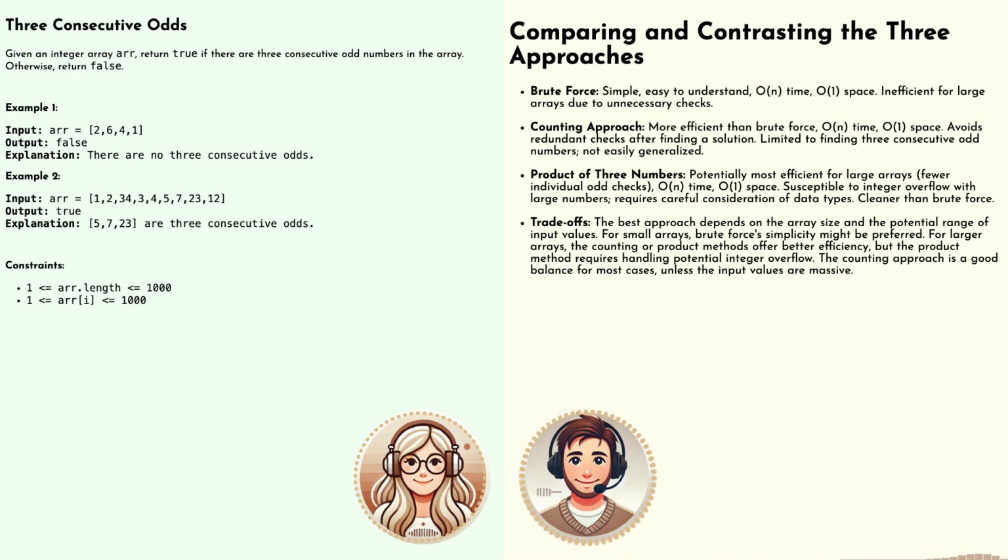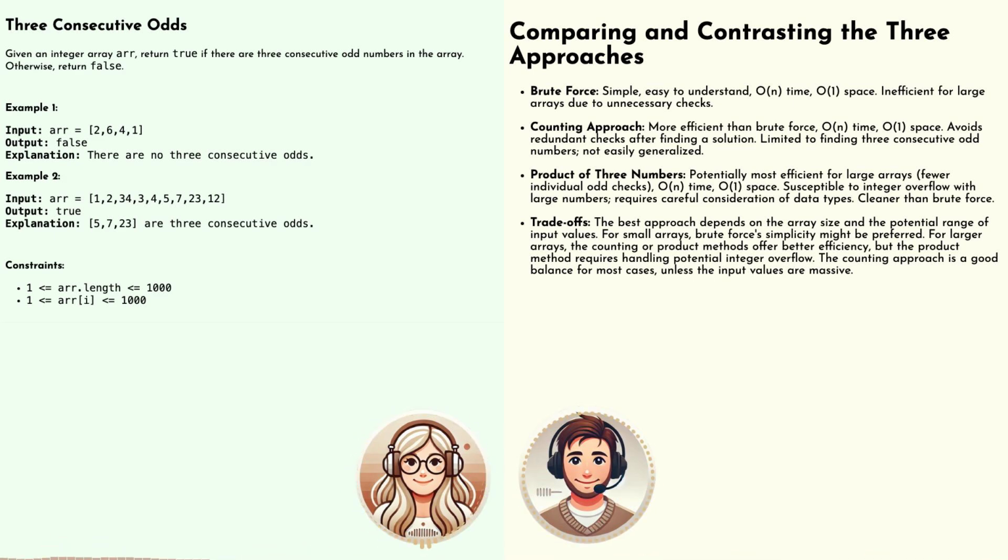So we've now explored three distinct approaches to finding those elusive three consecutive odd numbers in an array. We started with the straightforward brute force method. Then we discovered the elegant counting approach. And finally, we unveiled the mathematically savvy product of three numbers method. Each approach has its own strengths and weaknesses, right?